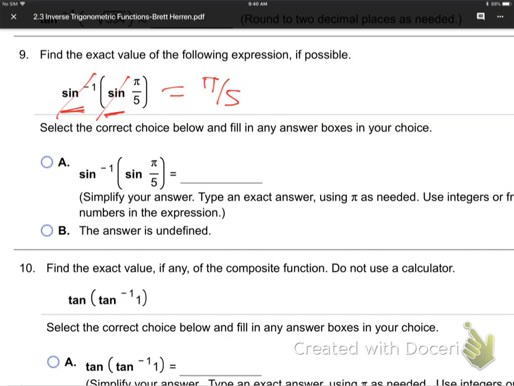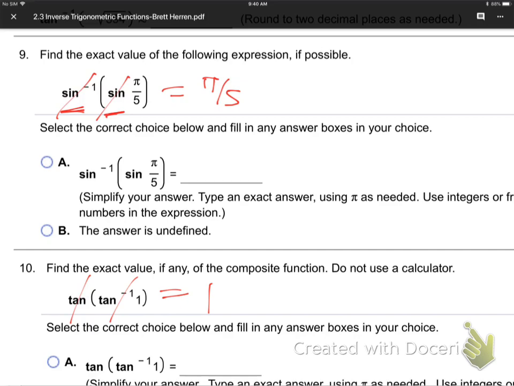Now, there is a curveball coming, but in general, that's right. That's the right way to think. That's exactly right. They're just opposites. Sine inverse is the inverse of sine. They cancel. Okay, now there is a curveball they can throw at you. This one, tangent inverse, same thing. Boom, 1. Easy question. No curveballs yet.